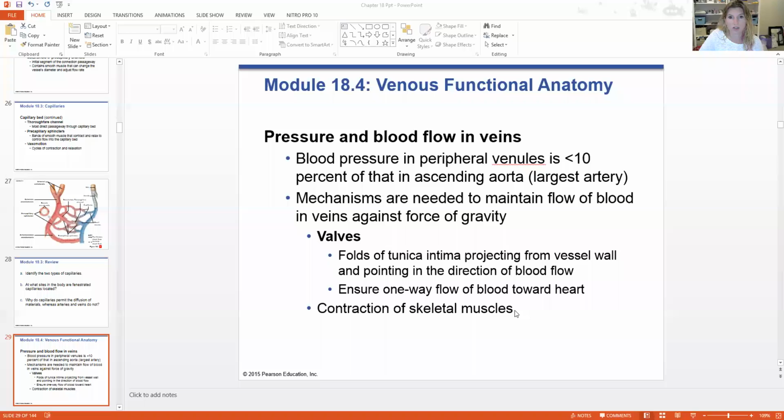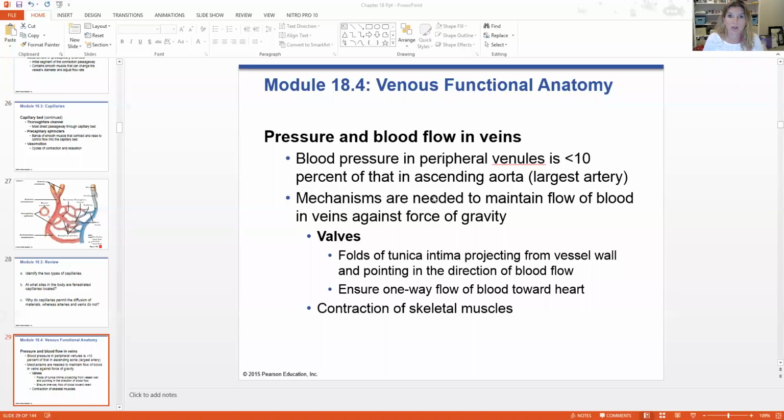Hi class, in this section of the lecture we're going to cover the basics of venous functional anatomy and the pulmonary circuit. So we just finished talking about capillaries and their general function in the body, the different types of capillaries. Let's switch here and start looking closer at how veins work as a system.